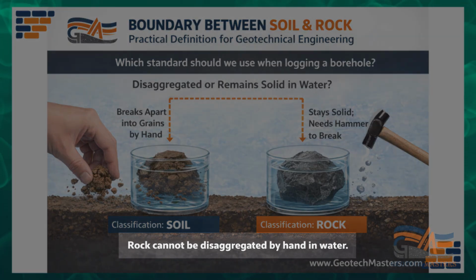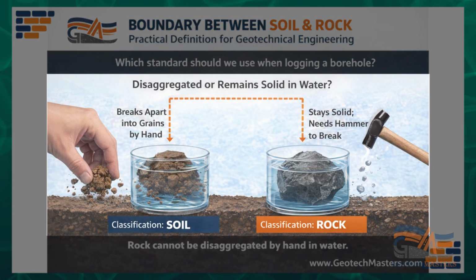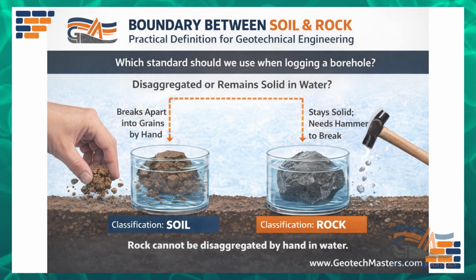Rock is a material that cannot be disaggregated by hand in water. If you put a lump of material in water and you can break it apart into individual grains with your fingers, it is soil. If it stays solid and requires a hammer to break, we classify it as rock. This is the practical test we use to switch from the soil standard to the rock standard.